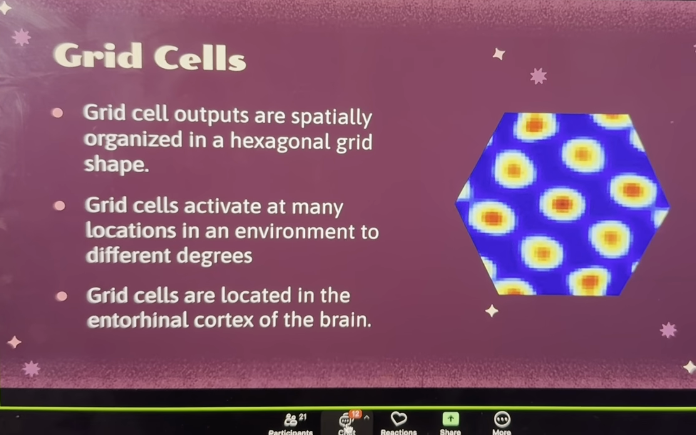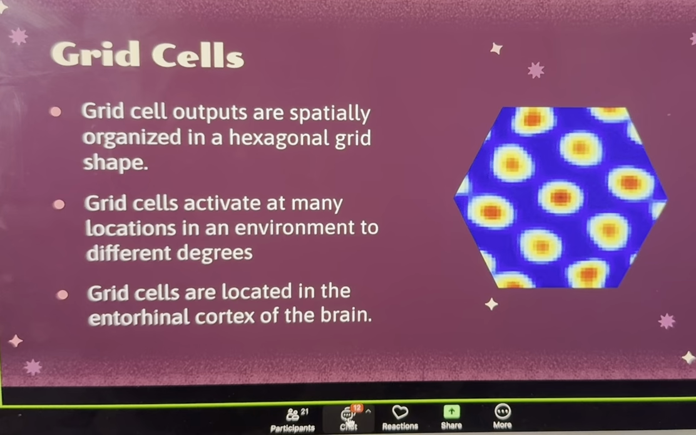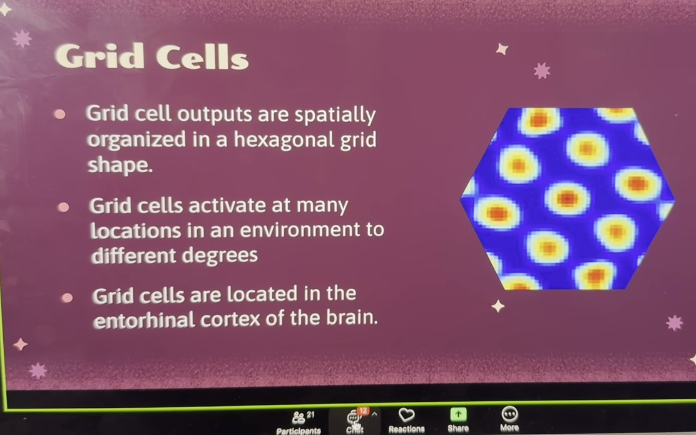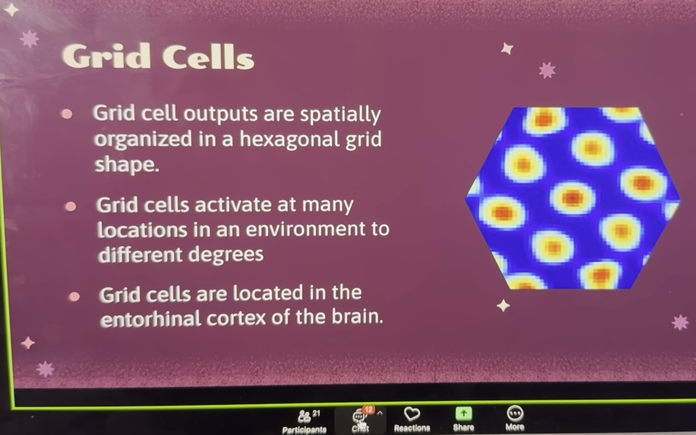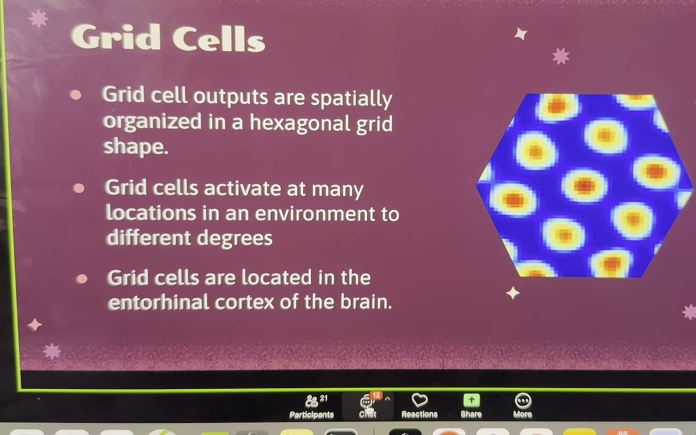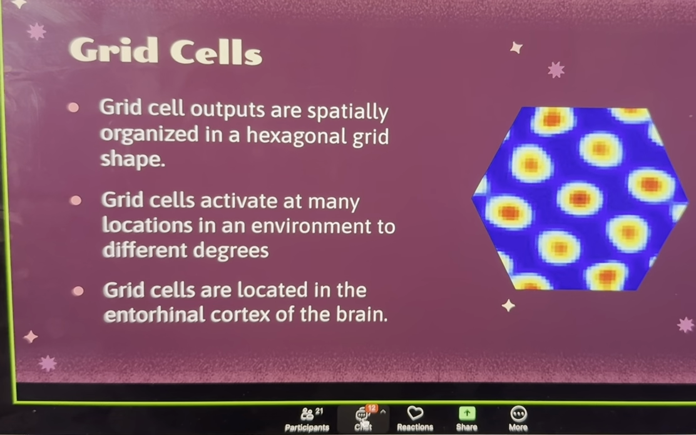So onto grid cells. The grid cells output spatially organized hexagonal grids, which you can kind of see from the picture. They activate at many locations in an environment to different degrees, so they're not binary, similar to speed cells, and they're located in the entorhinal cortex of the brain.